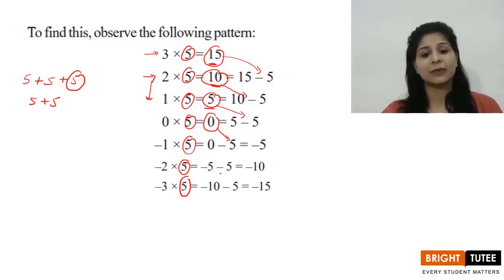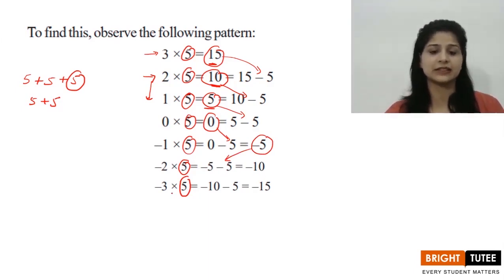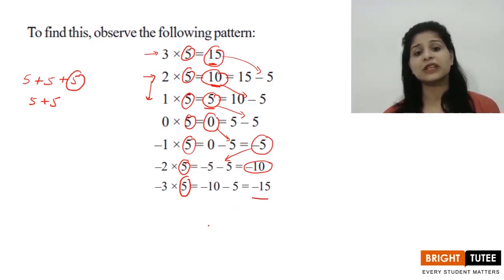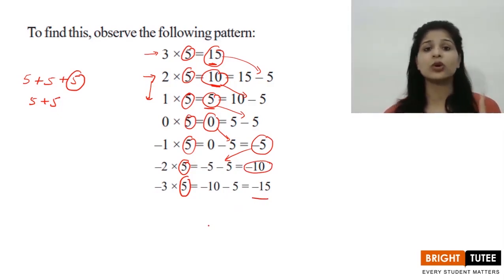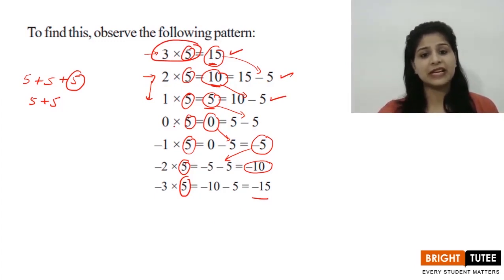Then minus 2 into 5, minus 5 and minus 5, which is minus 10. So minus 10, how will you get? From minus 5 again you have subtracted 5. So you got minus 10 as the answer. Now minus 3 into 5, the previous number was minus 10 and we are going to subtract 5 from it. So we'll get minus 15. So what do you observe? Every time 5 is subtracted. Also, thing to notice here is, when you multiply two positive integers, the answer is always positive. If you see, when you multiply it with 0, the answer is 0, neither positive nor negative. Now you see here, this one is a negative integer and this one is a positive integer.